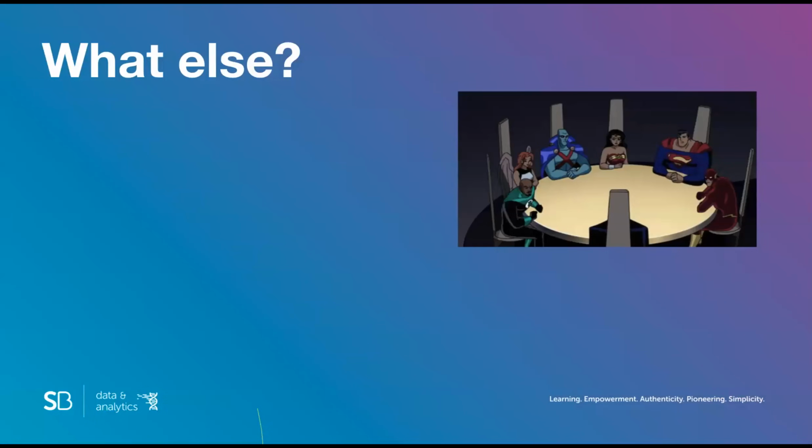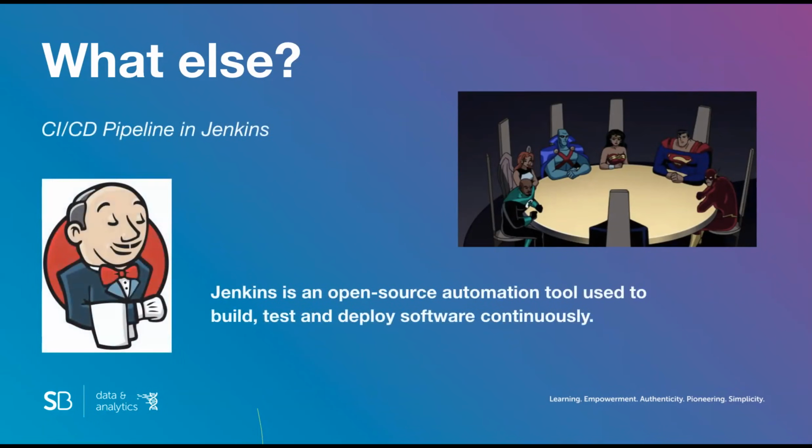So what else? Now we managed to make dbt easier to use. We went back to our special virtual room and we started to think what else we could improve. The thing that we decided to do was to look at our CI/CD pipeline, which runs in Jenkins. Jenkins is an open source automation tool used to build, test, and deploy software continuously. To give everyone a brief description of what CI/CD means, it means continuous integration and continuous deployment. Yeah, so we use Jenkins at Simple Business.